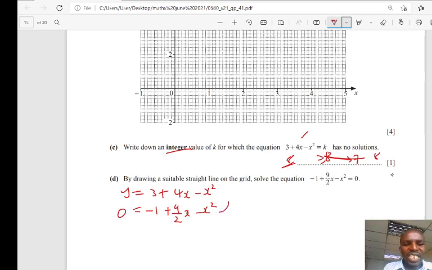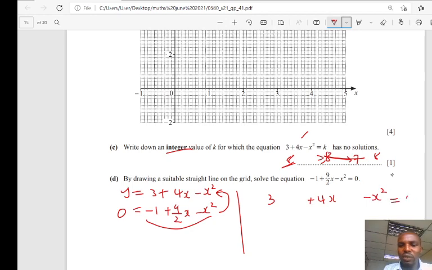What is supposed to be done is this side must be the same. You have to make this side the same as the original equation, which means there must be 3 plus 4x minus x squared. So let me write it here: 3 plus 4x minus x squared equals 0. Let me rewrite this equation, leaving the gaps, right? I want to fill in the gaps. If I put 3 here, which number can I add to 3 that will give me minus 1?